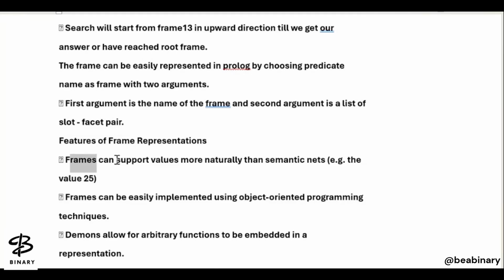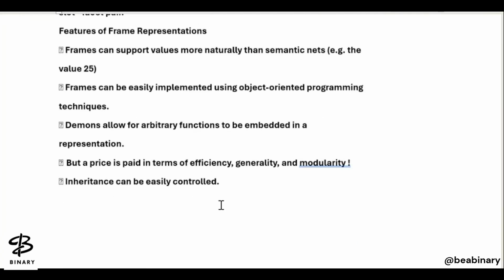Now, what are the features of a frame representation? Frames can support values more naturally than semantic nets, for example, the value 25. Frames can be easily implemented using object-oriented techniques or object-oriented programming. They allow for arbitrary functions to be embedded in a representation, but a price is paid in terms of efficiency, generality, and modularity. Inheritance can be easily controlled in a frame-based system.